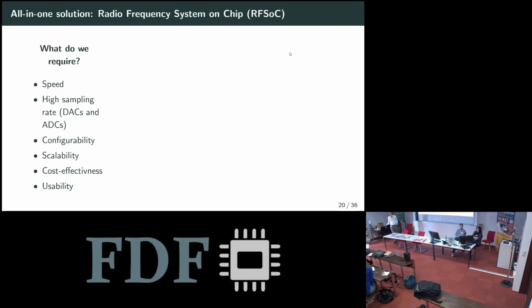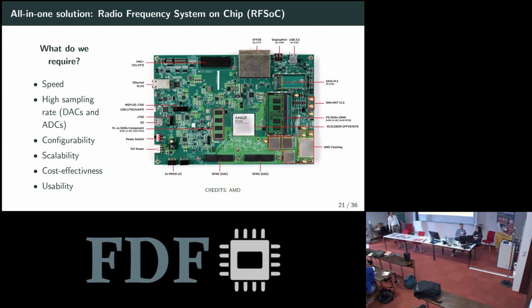Why? Because we need speed, we need a very high sampling rate, and we need simplicity in the system. We need a lot of configurability because every year we develop a new technique of building a qubit, a new type of design that requires a different kind of control. So we need a system that can be configured. And we need cost effectiveness because commercial solutions are obviously very expensive. So we use RF systems on chip that were very well introduced this morning, so I will not spend time here.